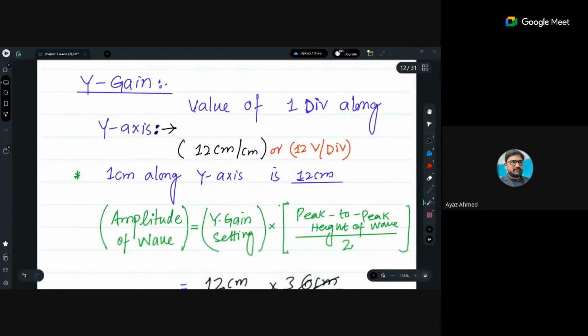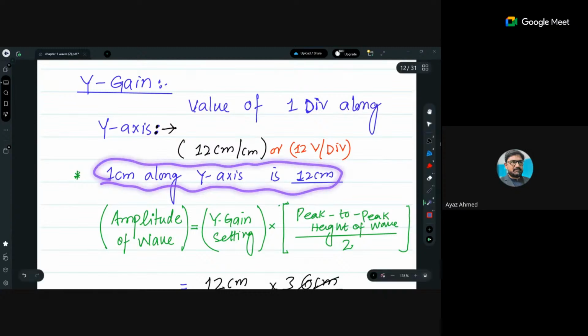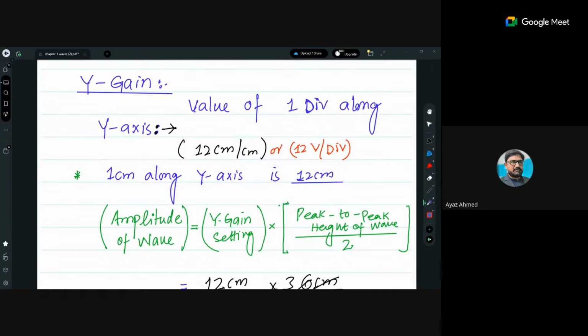Okay, then the y gain setting is basically the height of the wave. Height of the wave means the value of one division along the y-axis. Suppose it is 12 volts per division. Then 1 centimeter along the y-axis is equal to 12 volts. This is the scale, na? As I told you, this is your scale. Is it all clear to everyone?